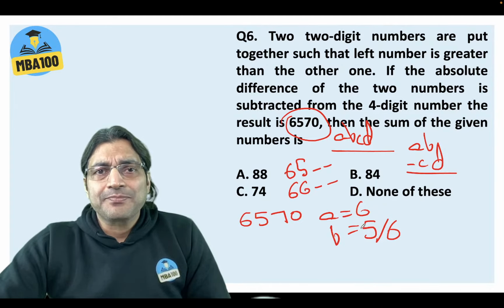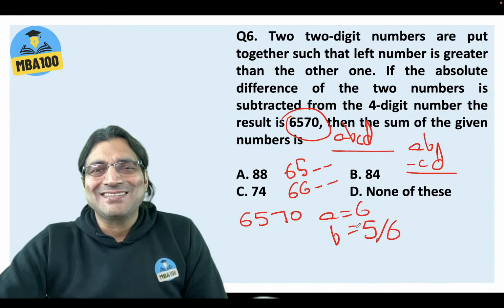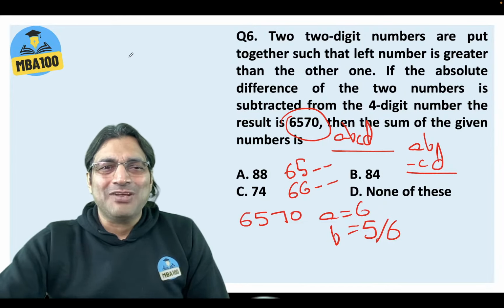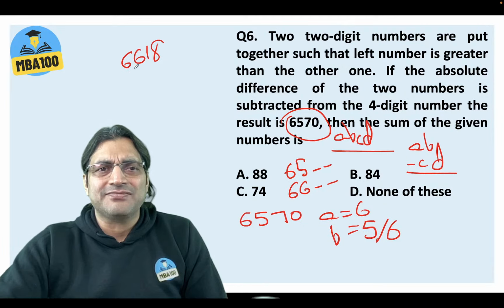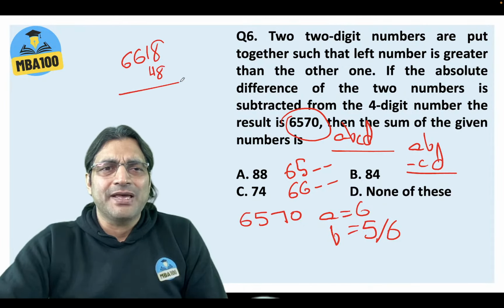Isn't that? Any doubt here? And any guesses what the answer is? I would not give you the entire solution, right? I would want you to solve this question. But ultimately, I'll give you the number. The number is 66. What was it? 18. Okay? So the difference of 66 and 18 would be 48. If you take out 48 from here, you're left with 6570.